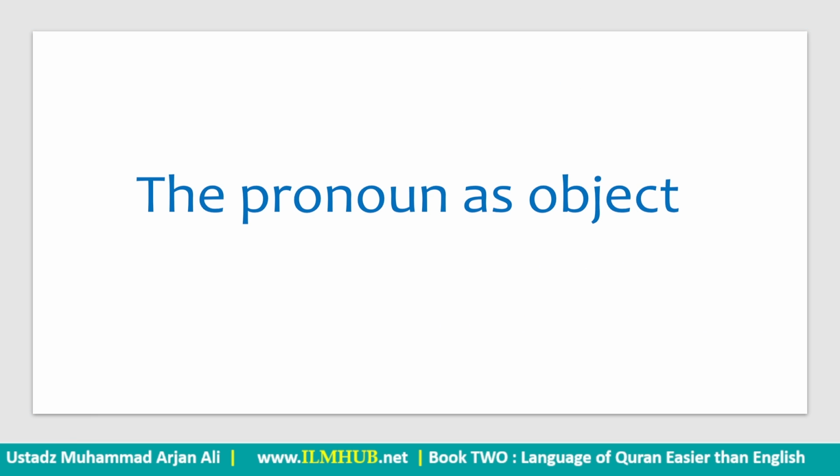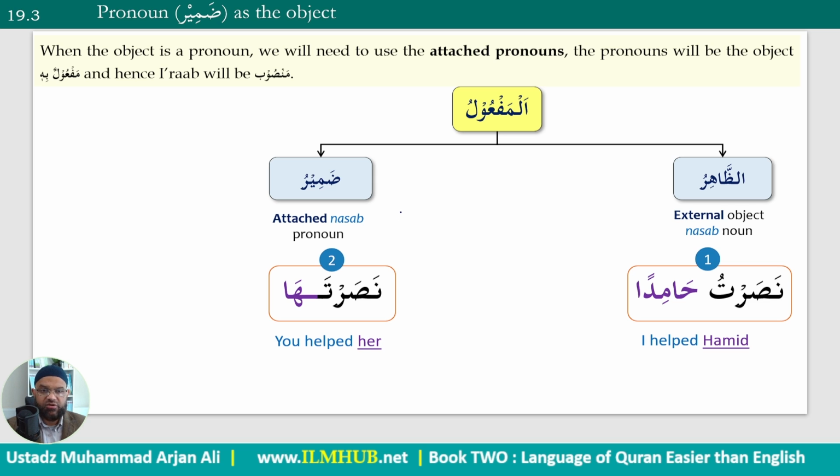The pronoun as object. So far, we have focused on looking at the object as a noun coming afterwards. For example, here, I helped Hamid. But if we wanted to say that you helped her, for example, where the object was a pronoun, then we would have to use what's called an attached pronoun. Now, if you've been following our lessons, inshallah, in book 1, we covered the attached pronoun. It's exactly the same set of pronouns. Again, those are the set of pronouns that can attach to an ism, fi'l, or harf. Now we're going to look at them being attached to a verb. We've already seen them being attached to an ism back in lessons 9 and 10, where they attached to become mudaf ilayhi.